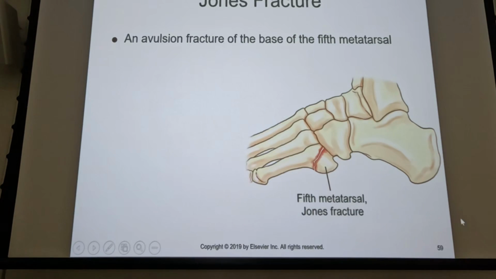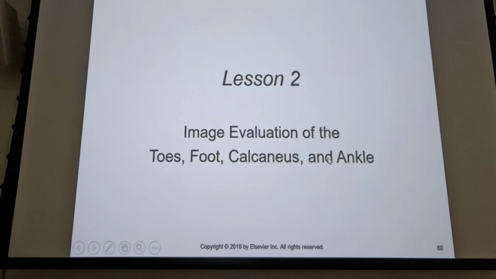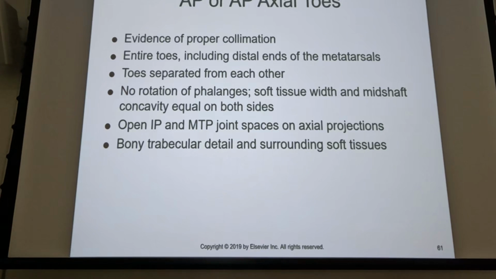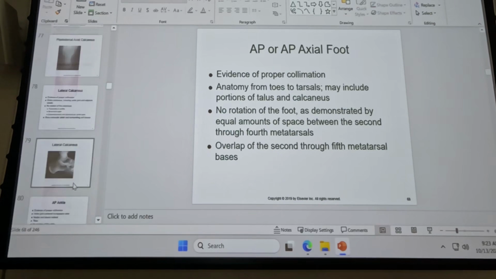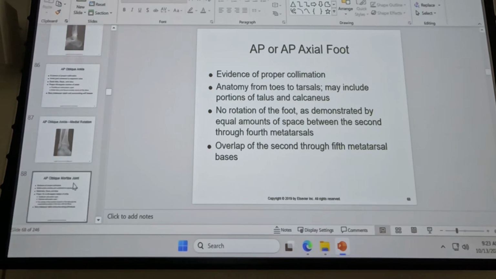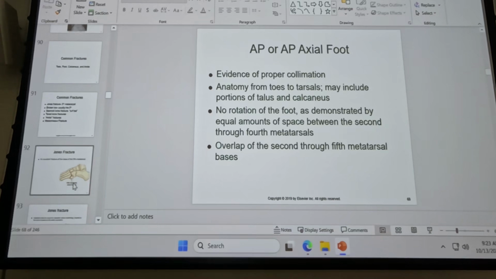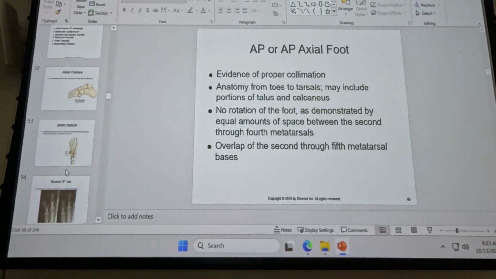So common fractures, you got the Jones fracture I was talking about before. Make sure on your ankle you open it up wide enough that you can actually see the base of the 5th metatarsal. I think I've got some other ones in here somewhere. Let me take a look.